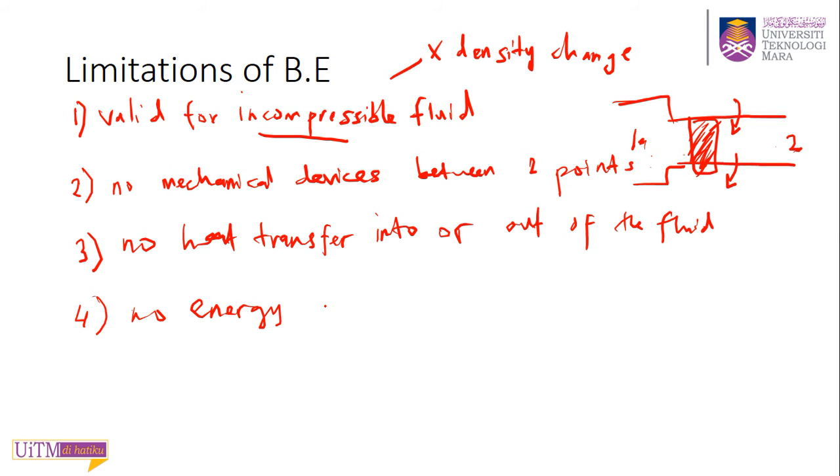We balance the mass, we balance the weight, we balance the volume, and we also balance the energy, and this energy balance uses the first law of thermodynamics. So there must be no energy loss to the surroundings, for whatever reason, maybe due to friction, or anything else. That's the 4 rules in applying the Bernoulli equation.